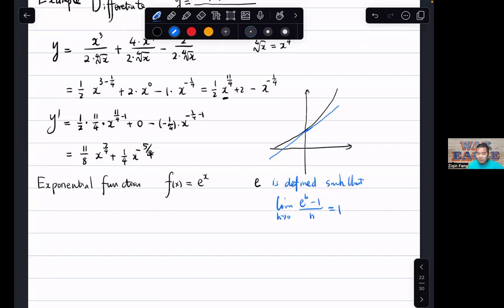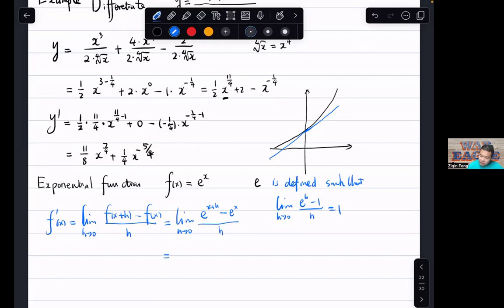Now let's try to develop the derivative of this function. So f prime of x is equal to the limit as h goes to 0 of f of x plus h minus f of x over h, right? As our definition, we don't have any other rules to use. So this is as h goes to 0, e to x plus h minus e to x over h here, right?